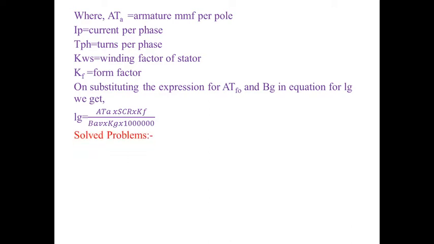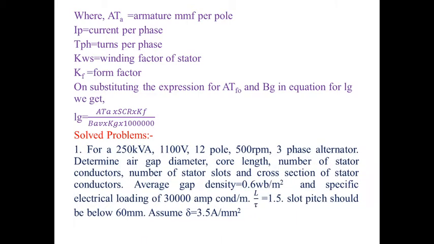Now we will solve some numerical problems based on the theory we have learned. The problem statement is: for a 250 kVA, 1100 volt, 12 pole, 500 rpm, 3 phase alternator, determine the air gap diameter D, core length L, number of stator conductors, number of stator slots, and cross section of stator conductors.